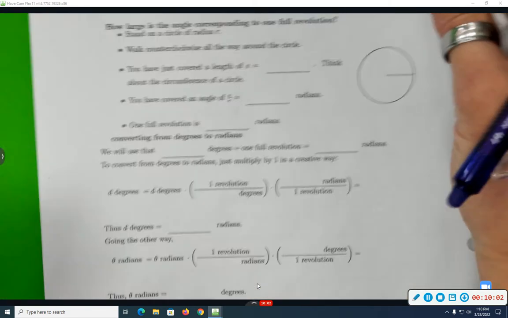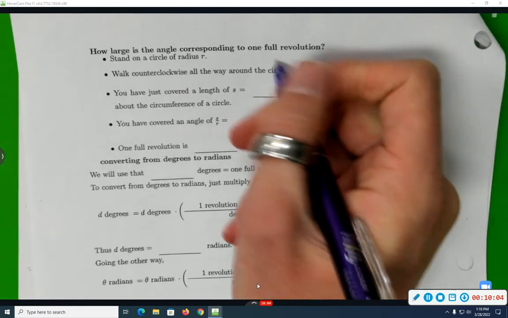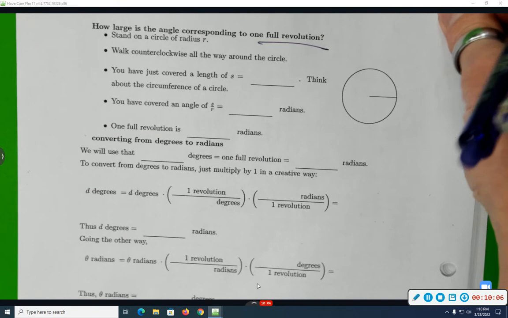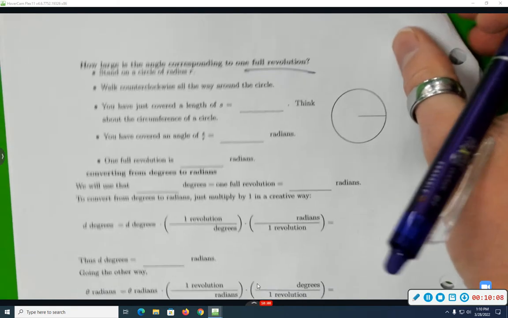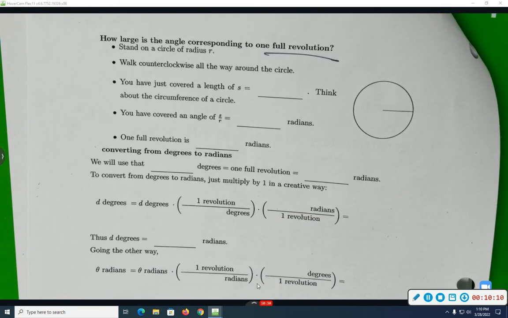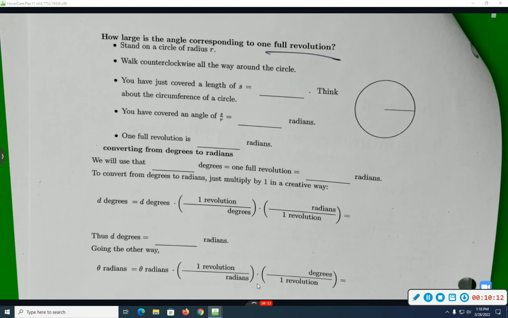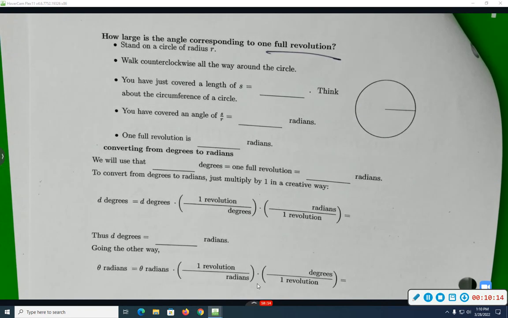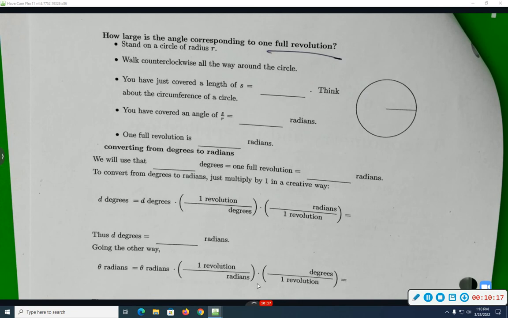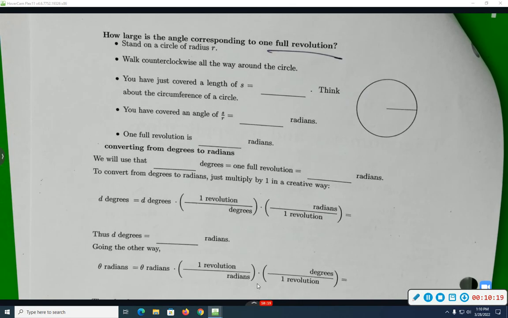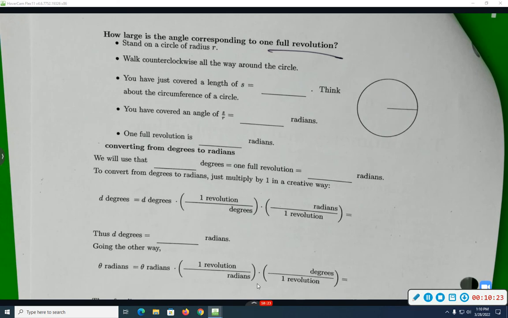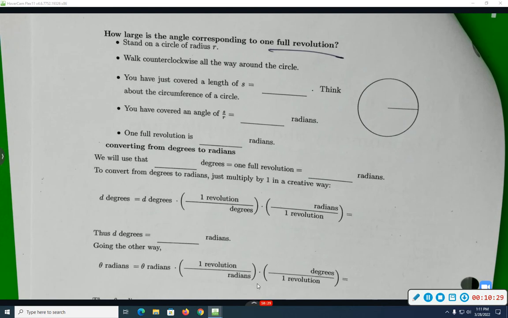So let's talk about converting between them. And to convert between them, let's convert everything into full revolutions. So the goal of this page is how do you convert between the various ways you might measure the size of an angle. Let's start with this. Let's try to figure out how many radians makes one full revolution. How many people already know the answer? What do you think it is? So 2 pi. I think it might be 2 pi.